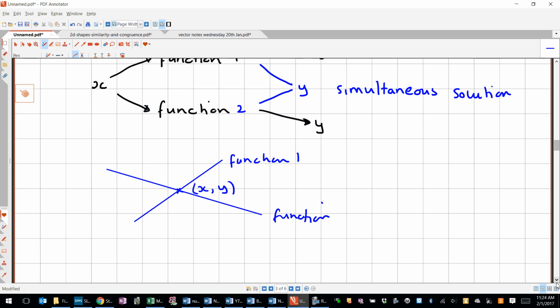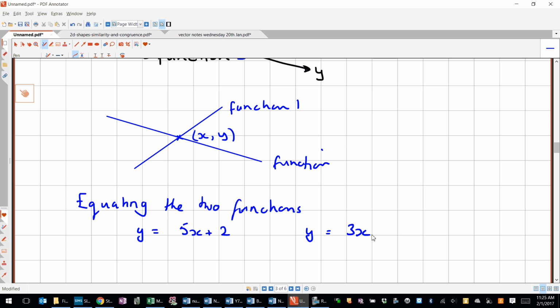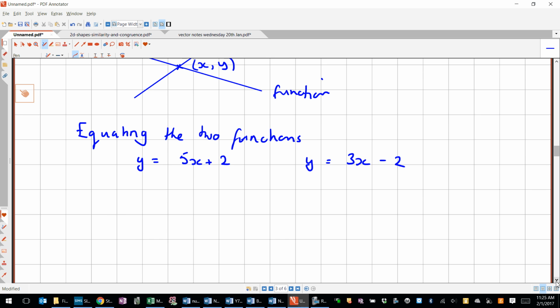So we had the one where we were equating the two functions. So this is the first method we talked about. So for instance, we've got y equals 5x plus 2 as the first function, and y equals 3x minus 2 is the second function. What is the method? We're not going to go through the whole thing, but what's the first step?